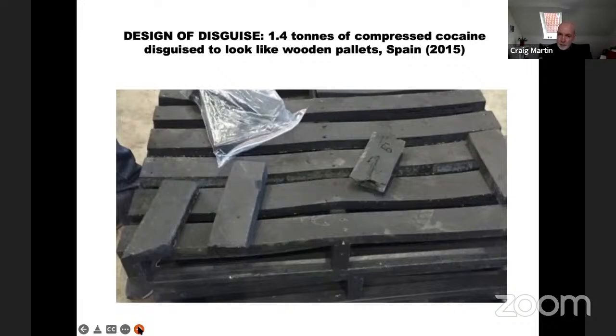But key to this, as you can see in the title, is that these wooden pallets weren't made out of wood. They were made out of solid compressed cocaine. So 1.4 tons of compressed cocaine were disguised to look like these wooden pallets, to the extent, as you can see here, that they were sprayed black. I don't have a close-up shot, unfortunately, but they had real screws, so they looked completely legitimate. They had splinters in them to make it look like real wood. So this is, for me, more than anything about the design of these things, disguising them to look like legitimate artifacts that are just normal and taken for granted.